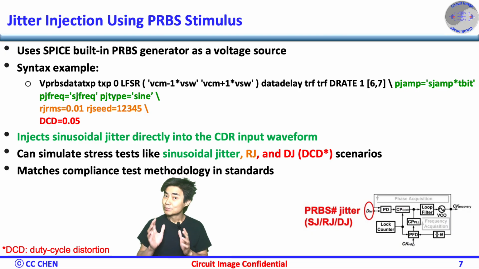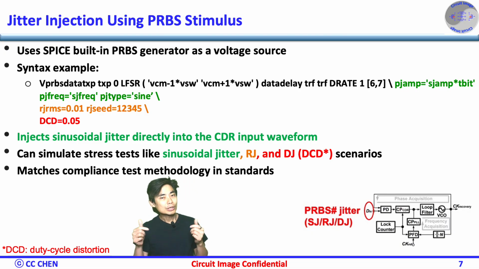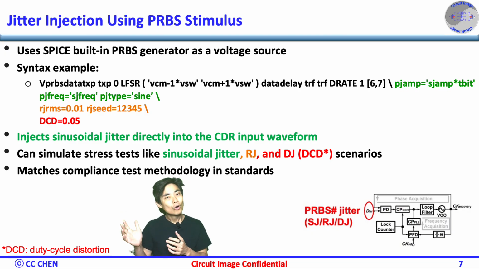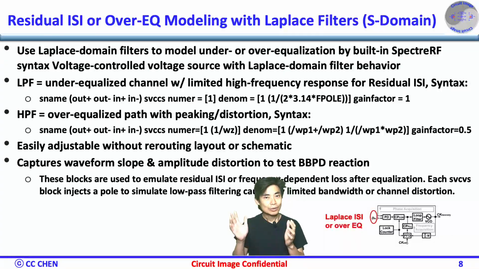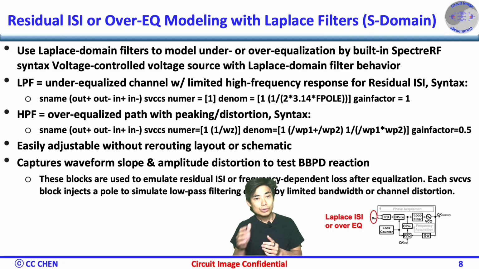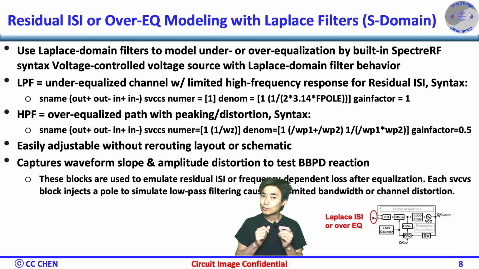Now, let's move on to how we model channel distortion like ISI or over-equalization using Laplace domain filters. Next, we model ISI and equalization using Laplace filters in Spectre. We use VCVS components, voltage controlled voltage sources, with Laplace syntax. To model residual ISI, we use a simple low-pass filter.